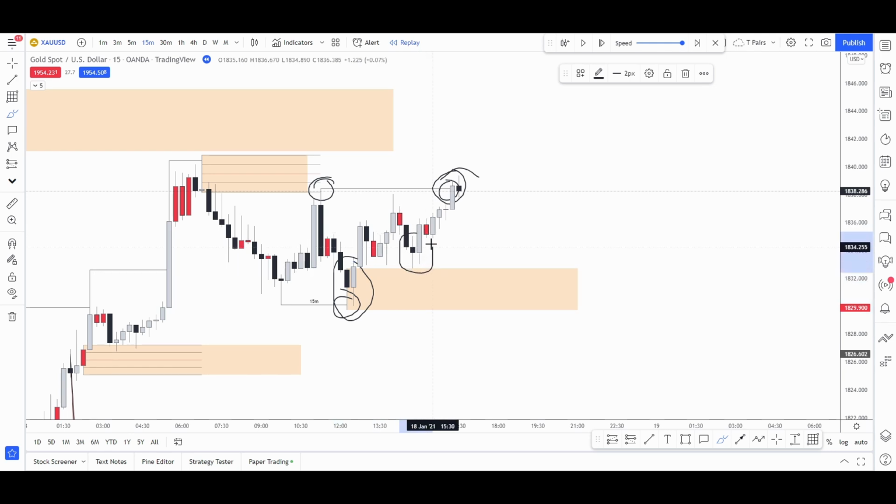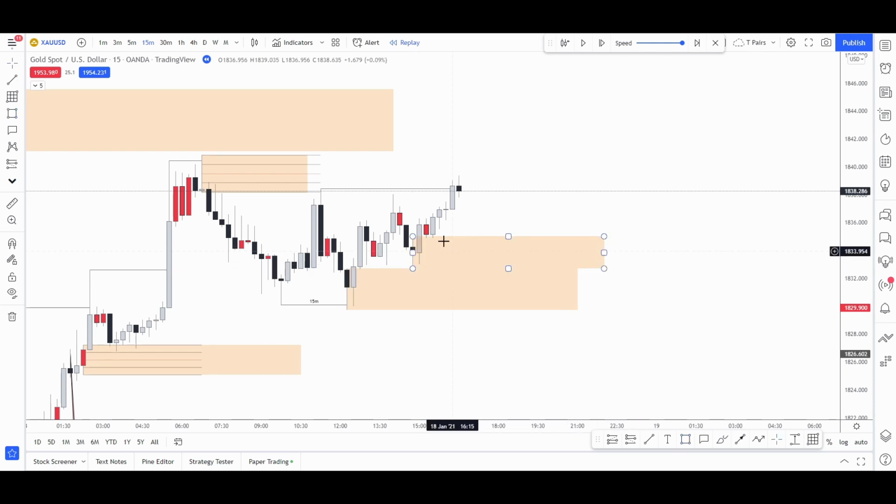Probably this one. And why is that? Because we haven't really had a mitigation. Price hasn't come down, grabbed any liquidity out of here and gone. So this one is the next order block, which I like the look of as well. I don't know what people refer to it as, but it's just the middle order block, one of the mid-range order blocks. So I'm just going to mark this one up as well as a potential entry.